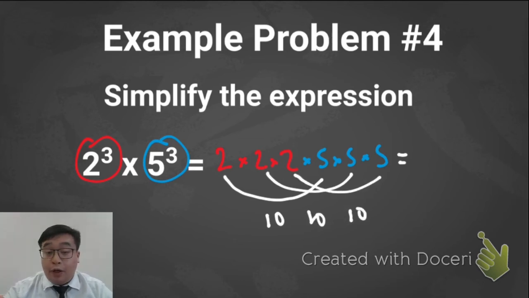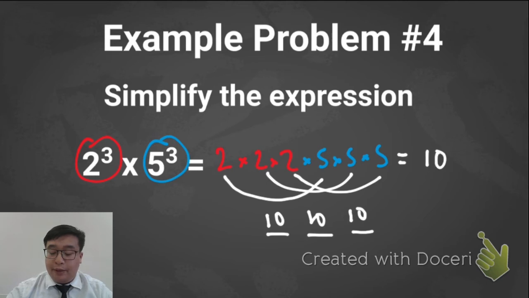Notice how after multiplying all these 2's with all those 5's, now we have a single base. So I can write this with a base 10, and what should my exponent be? How many of these 10s do we have in total being multiplied? Since we have 3 of them, this is going to be 10 to the third power.